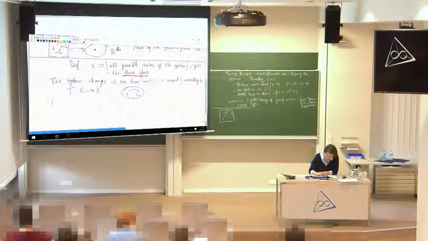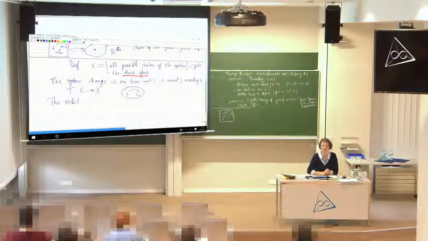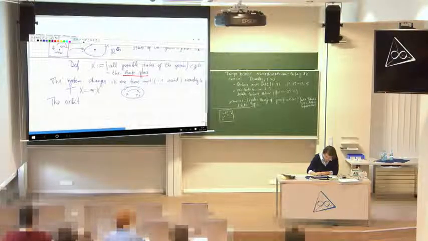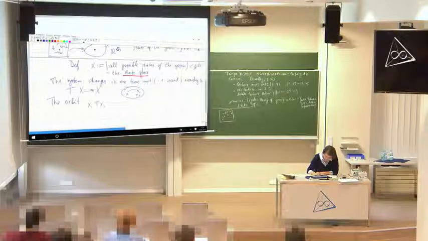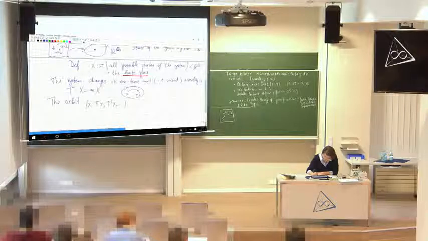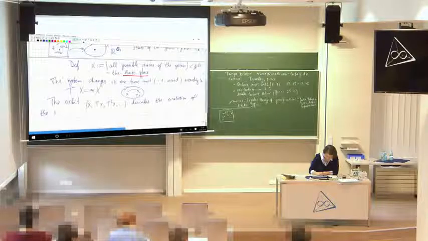So the orbit. Now what do we want to know? We want to know what happens with our system when the time goes. In 1, 2, 3 million seconds, etc. So we're interested in the orbit. The orbit x, Tx, T squared x, etc., describes the evolution of the system in time.